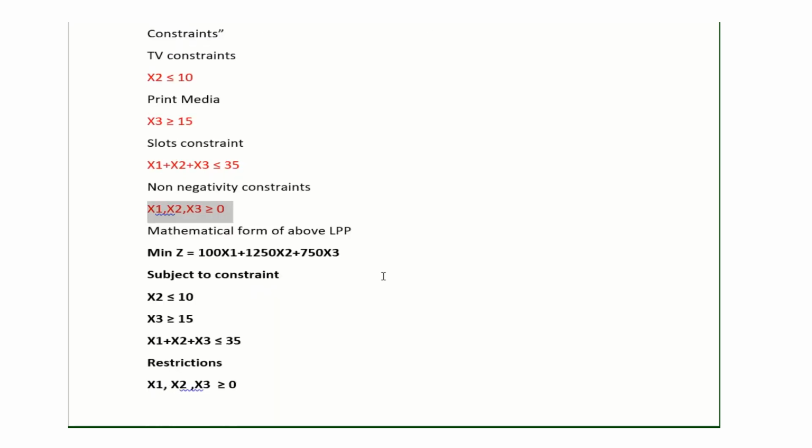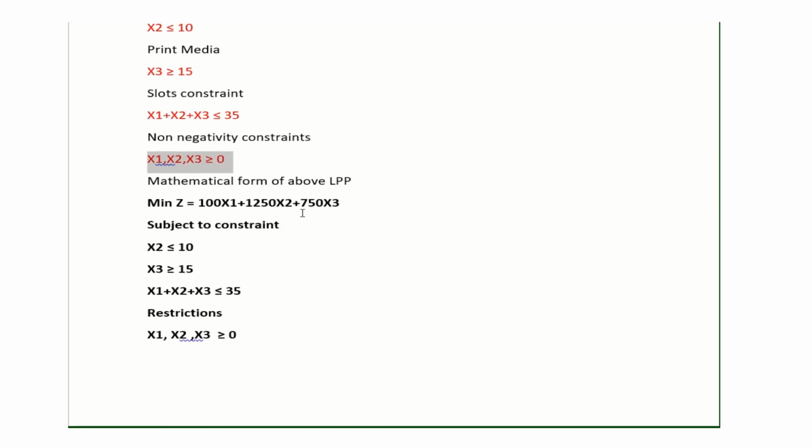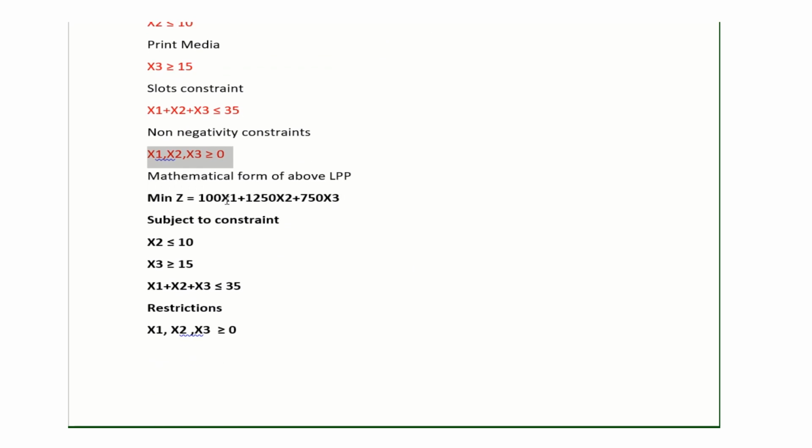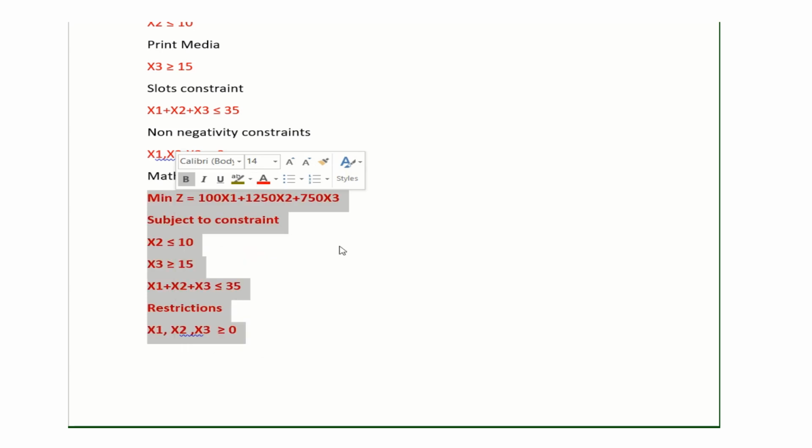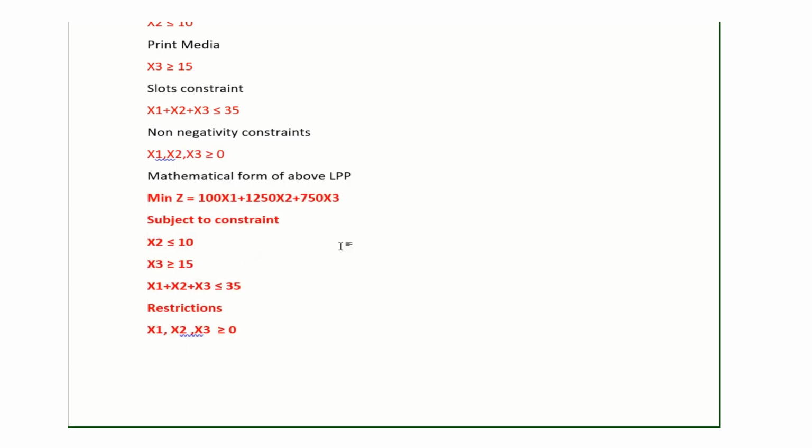So now we can write the mathematical form of the above LPP: minimize z is equal to 100x1 plus 1250x2 plus 750x3, subject to the constraints x2 less than or equal to 10, x3 greater than or equal to 15, x1 plus x2 plus x3 less than or equal to 35, and x1, x2, x3 greater than or equal to 0. This is the LPP formulation. This is the final solution for the particular formulation.